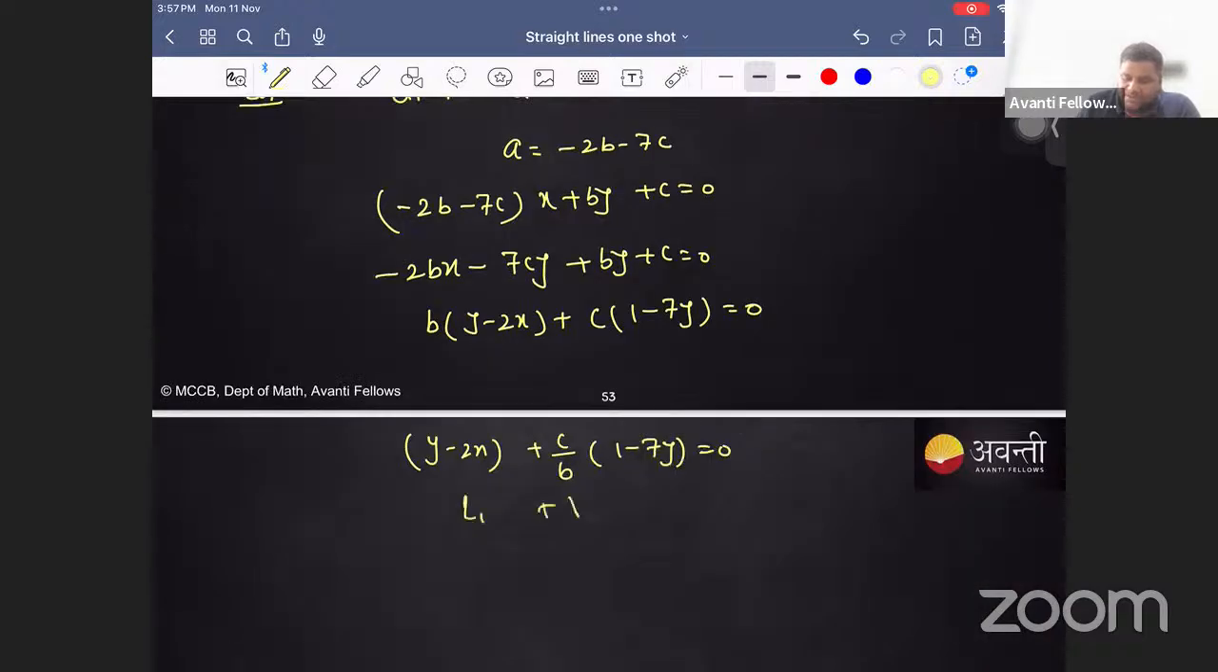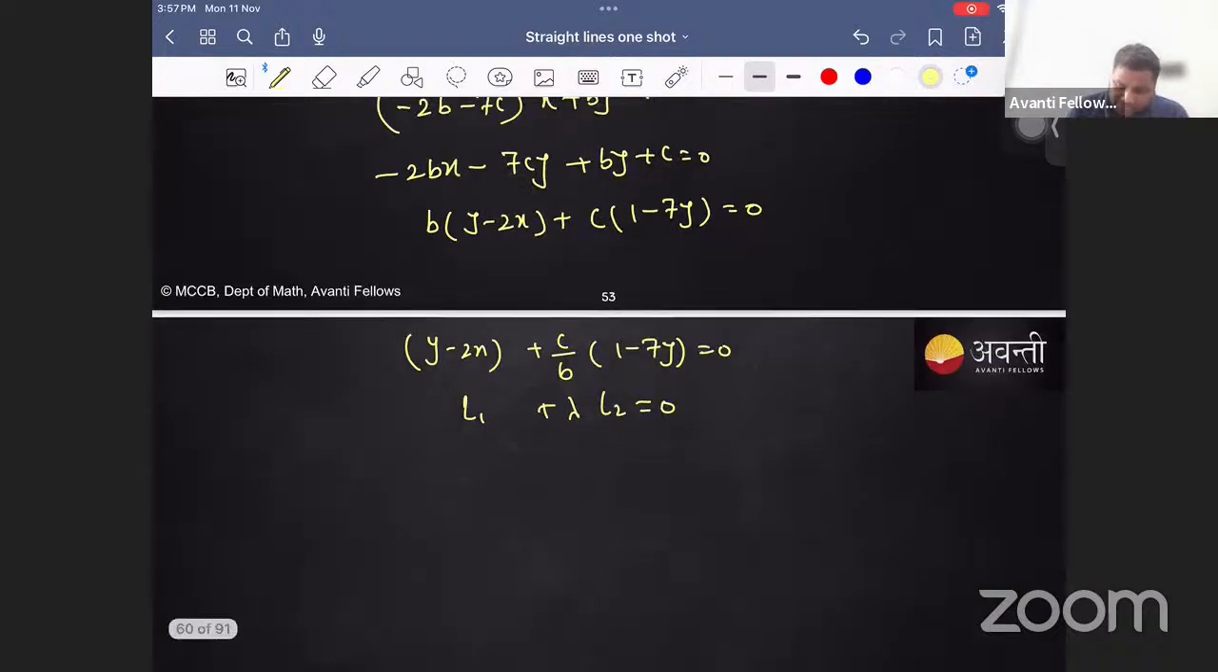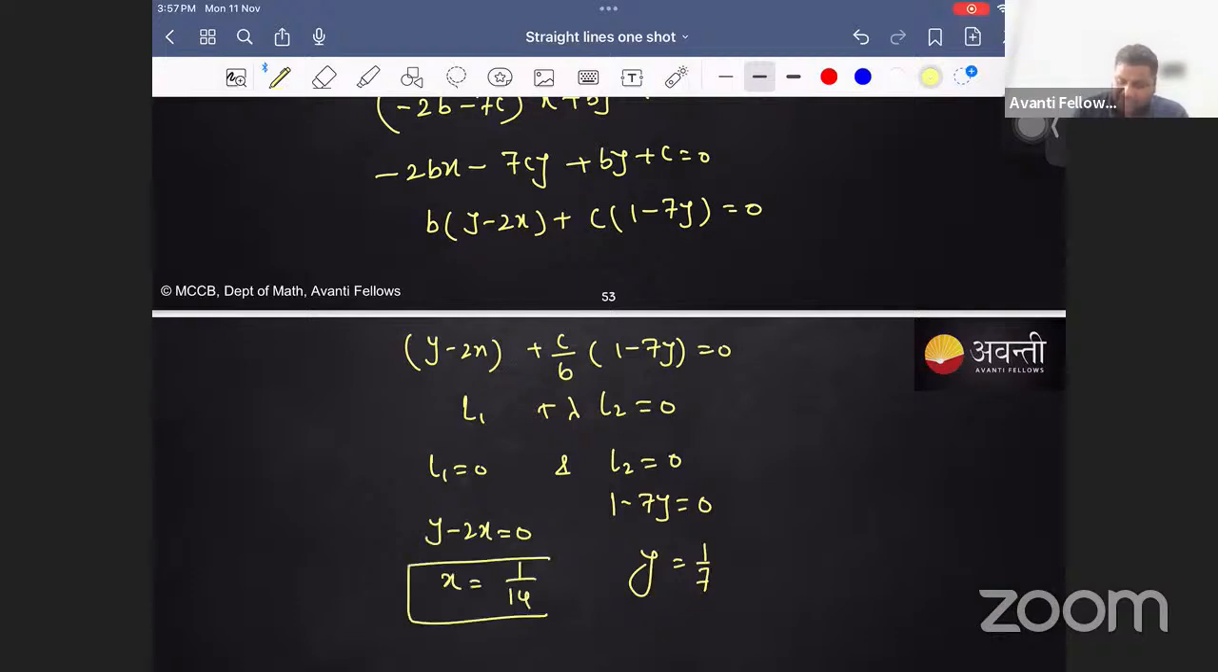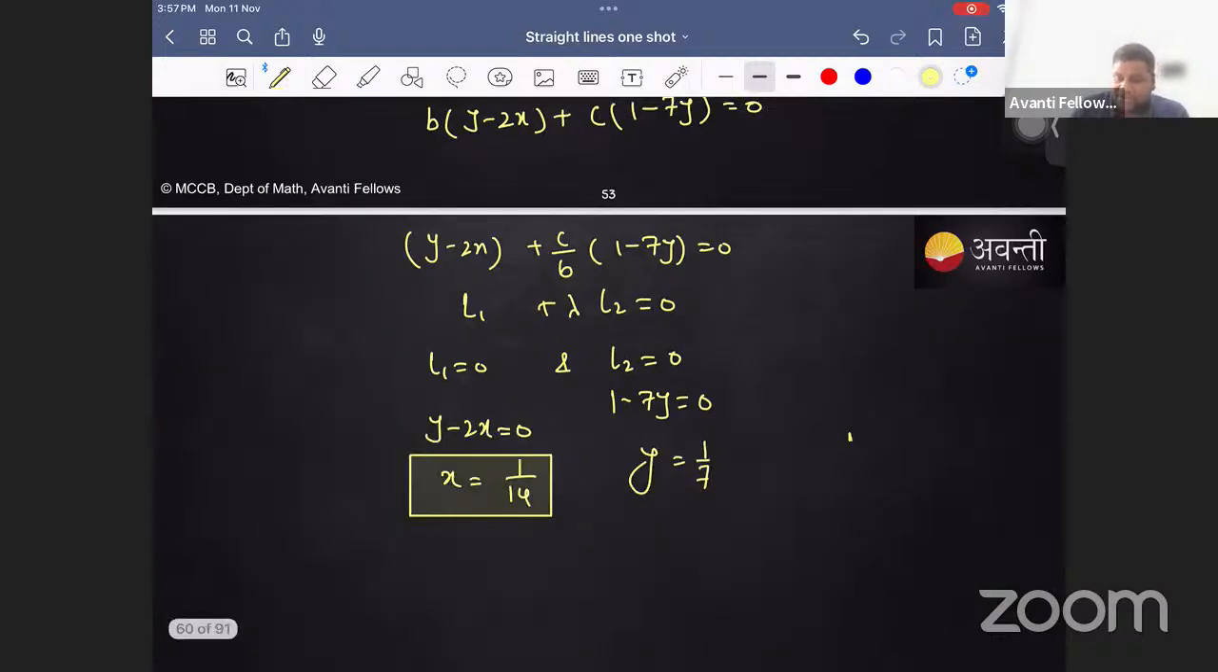So that is L1 plus lambda L2 equal to 0, which is a family of lines passing through the intersection of L1 equals to 0 and L2 equal to 0, meaning 1 minus 7Y equal to 0. So Y goes 1 by 7 and Y minus 2X equal to 0. So X goes 1 by 14, meaning Y by 2. So that fixed point is going to be 1 by 14 comma 1 by 7. Am I correct? Got it? So this is what we call the converse of the family of lines.